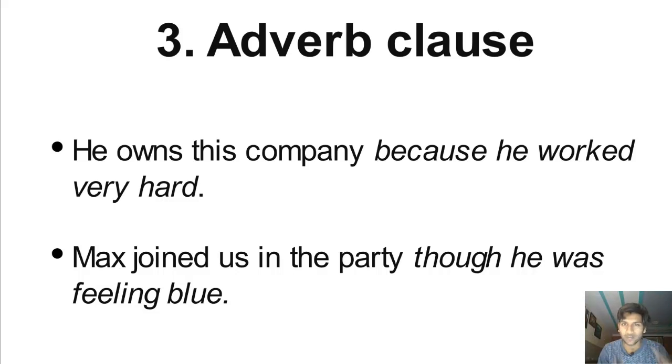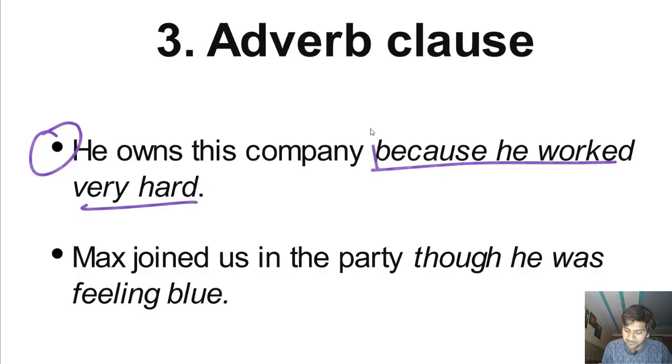Third, adverb clauses always give extra information, non-essential information. So you just look at an adverb clause and you can call it an adjunct. Examples. He owns this company. Why? Because he worked very hard. This is why he owns this company.